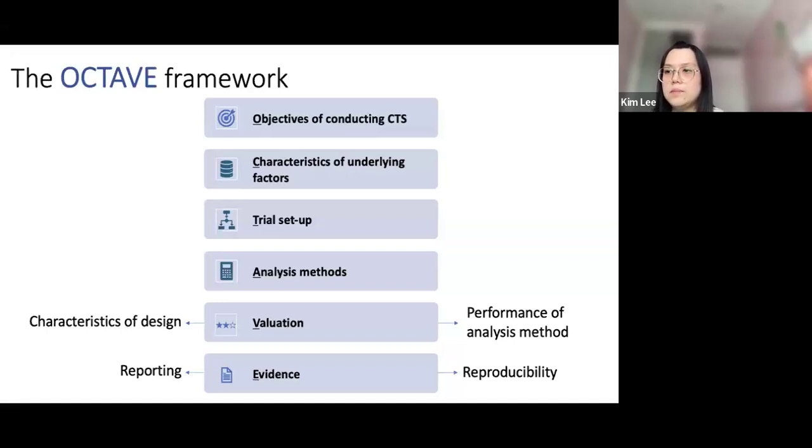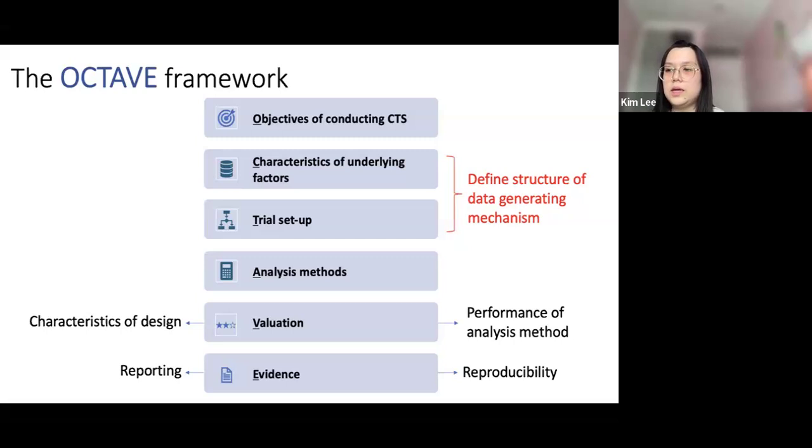I will now go through the elements of this framework with you. Hopefully, after this session, you know what details are needed when planning a clinical trial simulation for your trial design. In my experience, it is relatively more challenging to define the data generating mechanism for investigation than the other elements. Recall that the data generating mechanism is the instrument that gives us artificial data for the investigation. It consists of the underlying factor and trial setup.